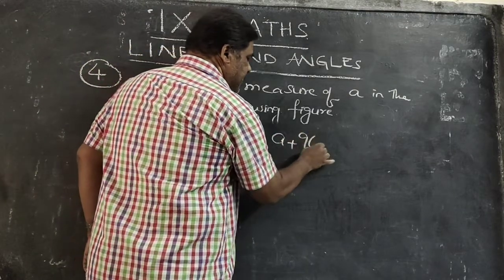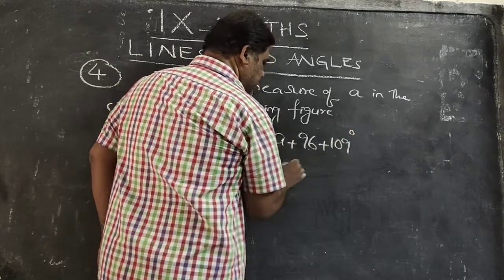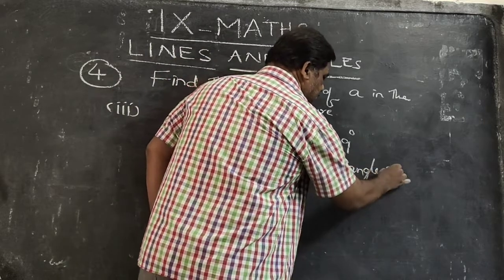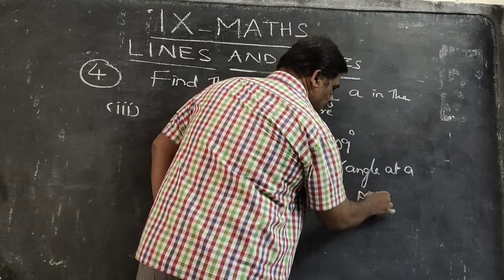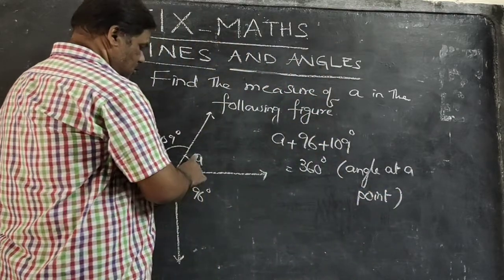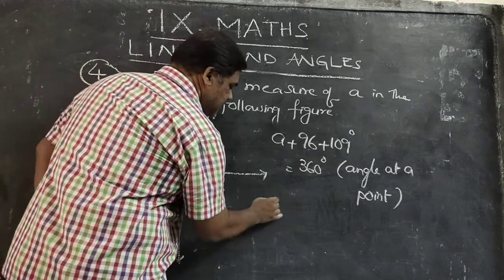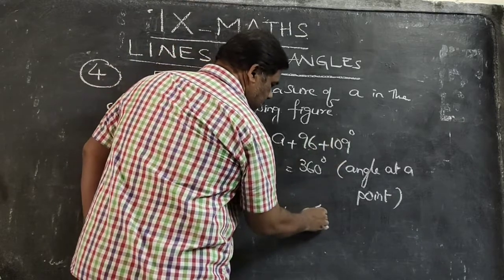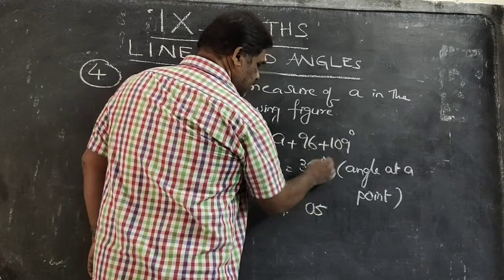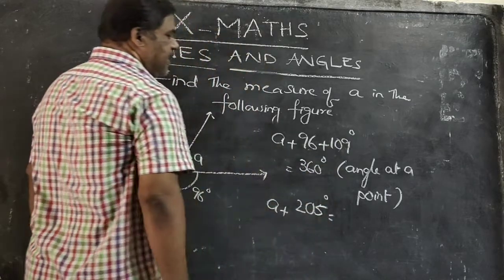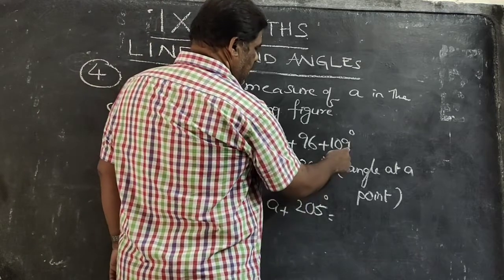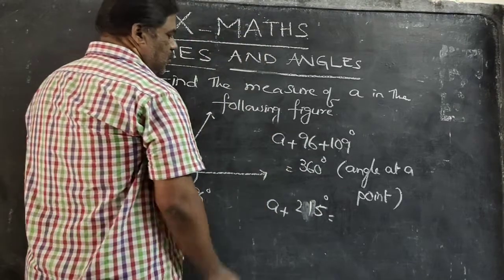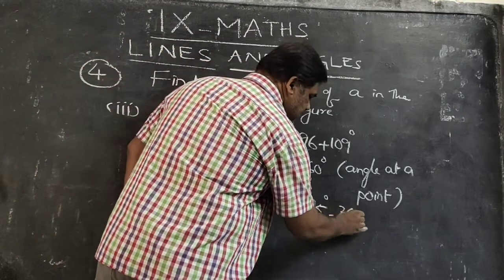Therefore, A plus 96 plus 109 is equal to 360 degrees. The reason is angle at a point. So angle at a point is 360 degrees. So 96 plus 109 is 205. So A plus 205 degrees is equal to 360 degrees.